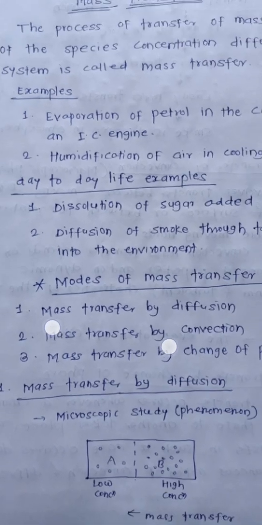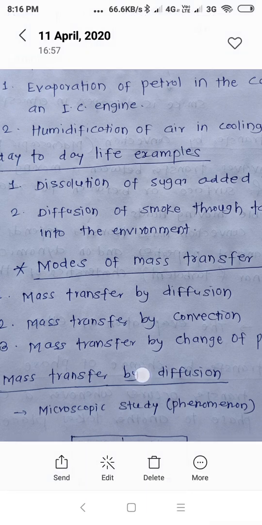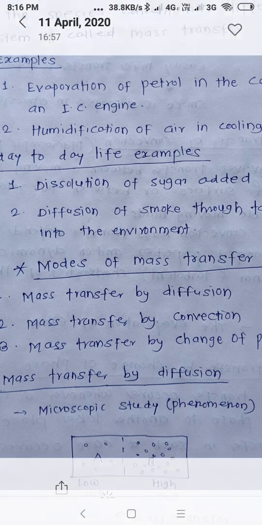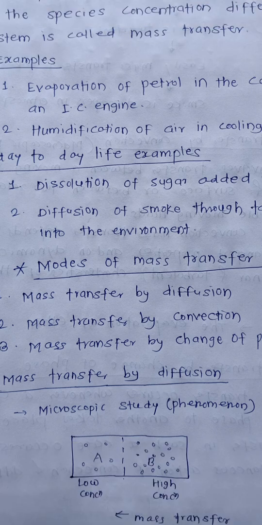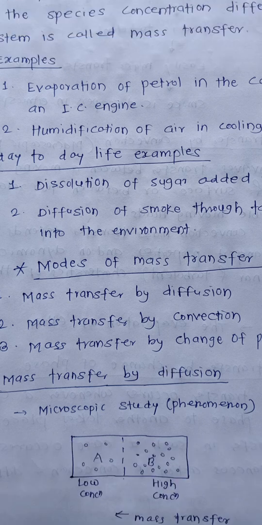Consider one example. We have one container, and in that container there are two sections, A section and B section. A section consists of low concentration and B section consists of high concentration. It means the molecules present in the B section are more as compared to the molecules present in the A section, and in between these two sections there is a wall. If we remove this wall, what will happen? The high concentration molecules will move into the low concentration region. So mass transfer takes place from section B to A, from high concentration to low concentration.